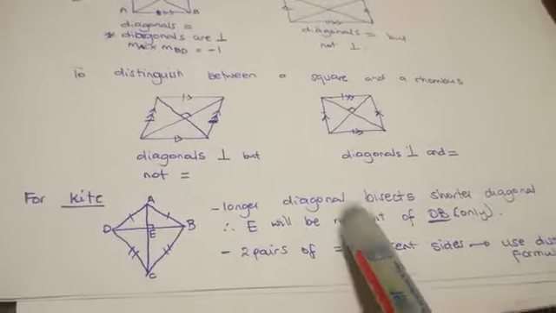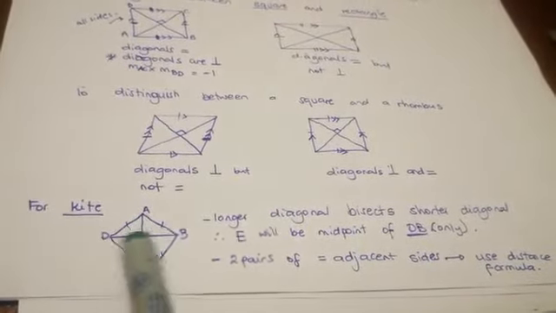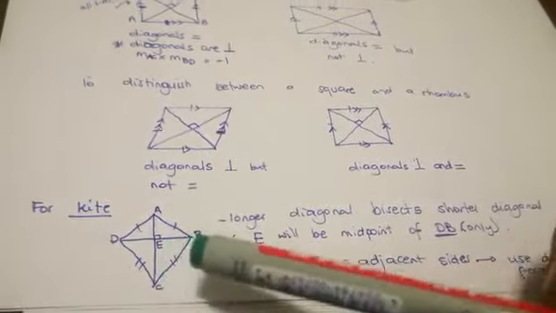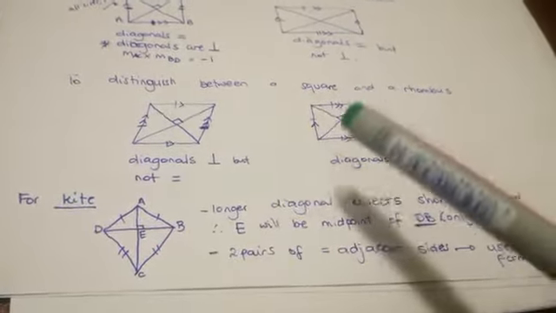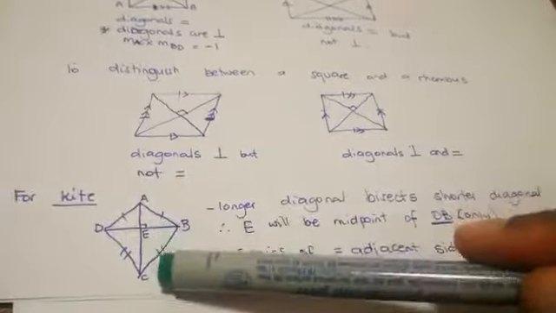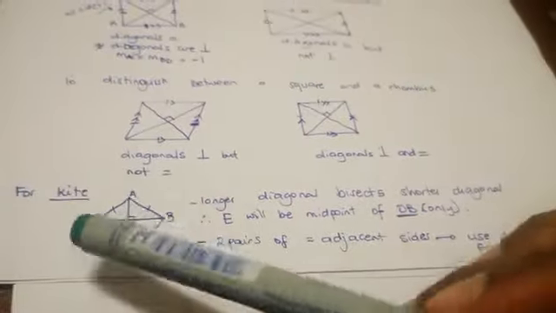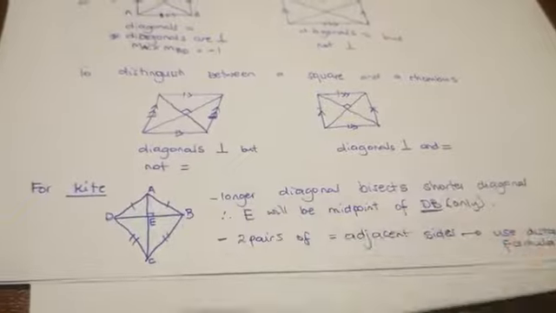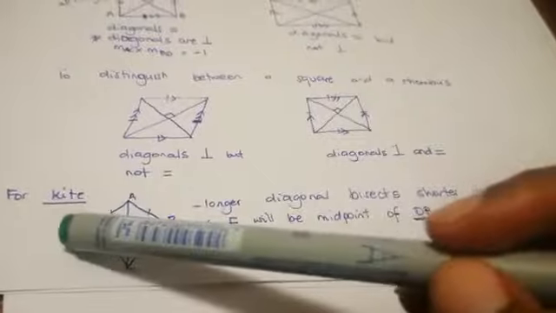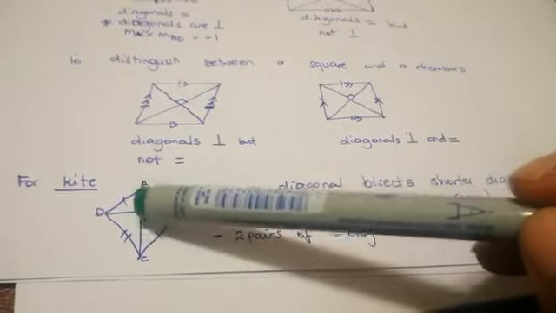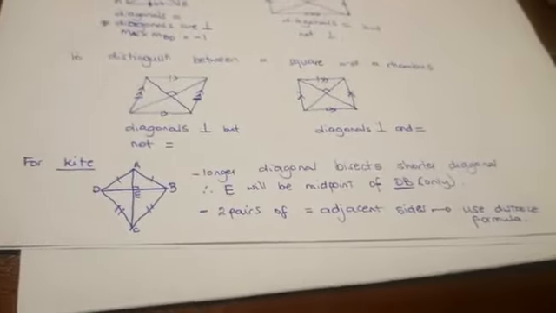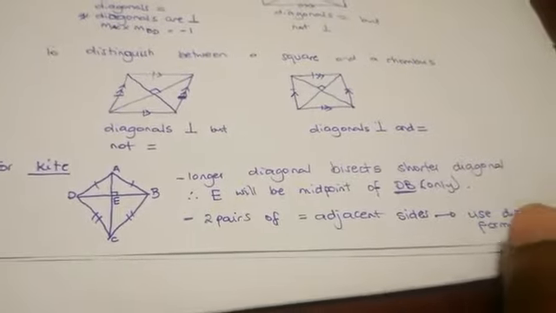And then for the kite, the longer diagonal bisects the shorter diagonal, so that means E is going to be the midpoint of DB, and then DE is going to be equal to EB. If they say this is a kite, or maybe you're asked to find out if this is a kite, then you have your longer diagonal and your shorter diagonal. If you can find that the point E is indeed the midpoint of DB, then it means that this is a kite. And then also two pairs of equal adjacent sides.